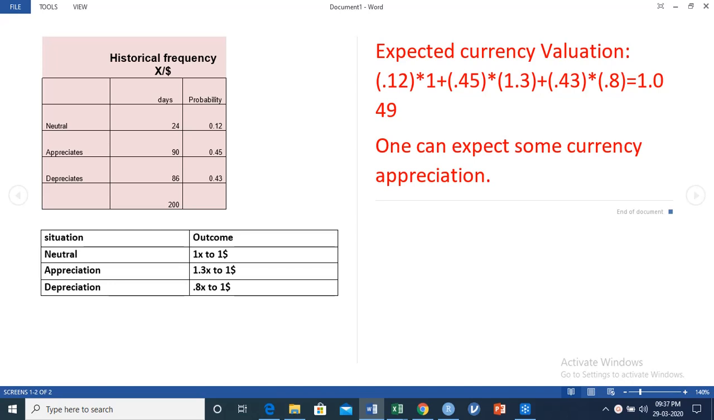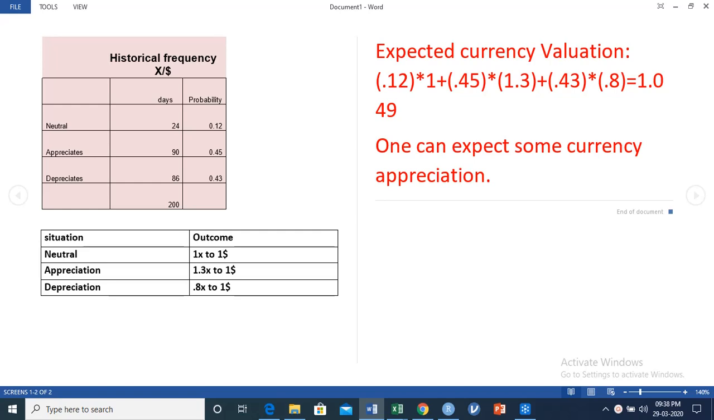Hello, in this video I will discuss simulation and how you can solve simulation problems using RStudio. We consider a particular example on currency valuation. Here we consider the currency value for the last 200 days, or the past values of currencies, out of which it was neutral for 24 days. The currency appreciated for 90 days, and for 86 days the currency depreciated.